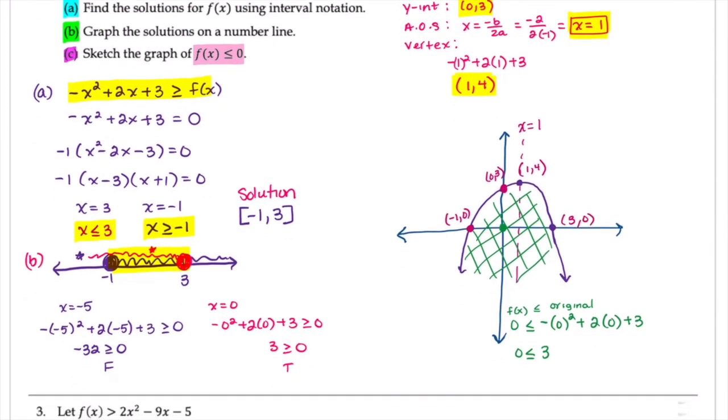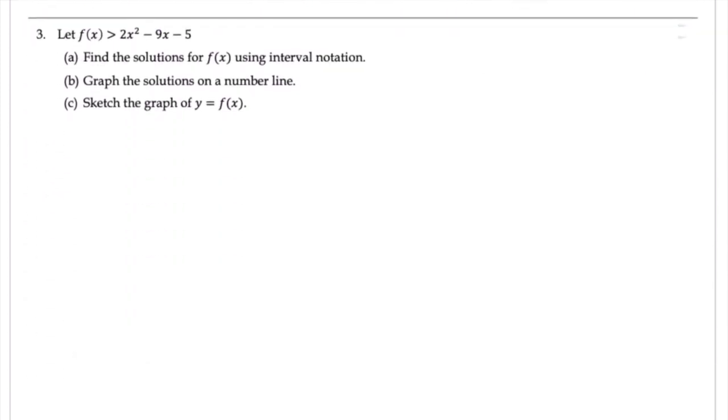Let's try another one. Let f of x be greater than 2x squared minus 9x minus 5. We want to find the solutions for f of x using interval notation, graph the solutions on a number line, and then sketch the graph of y equals f of x. So what we are going to start off with is I am going to rearrange my parabola, so I have that standard piece in front.